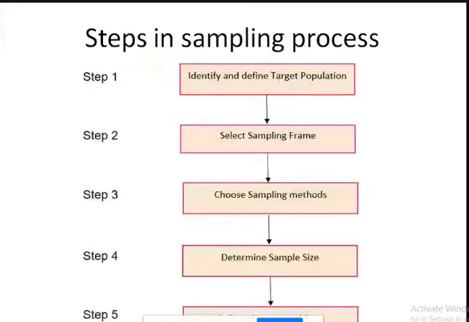These are the steps in the sampling process. First step is to identify and define the target population. Second step is selecting the sampling frame. Third step is choosing the sampling method or sampling technique. Fourth step is to determine the sample size. And fifth step, collect the required data.